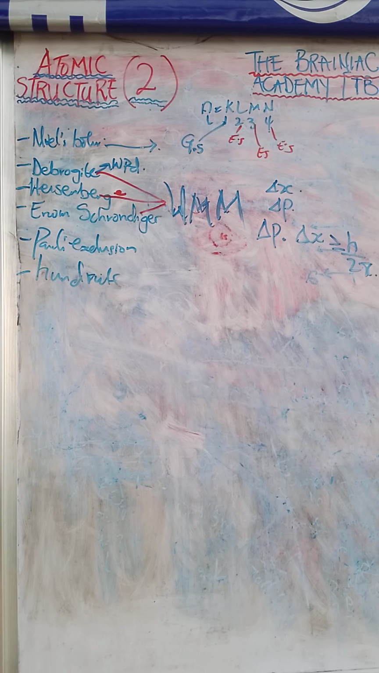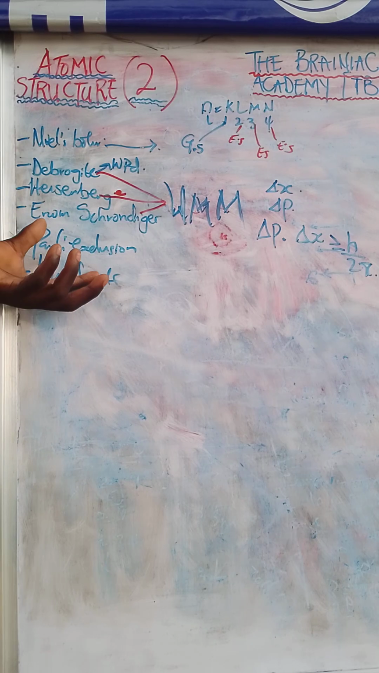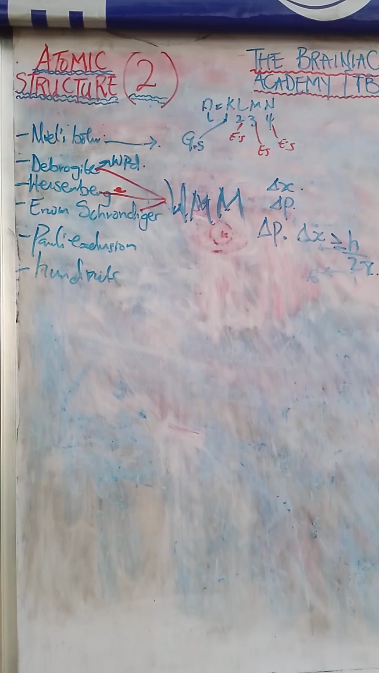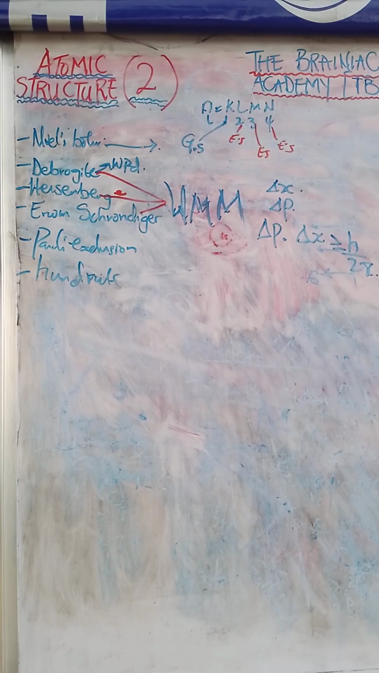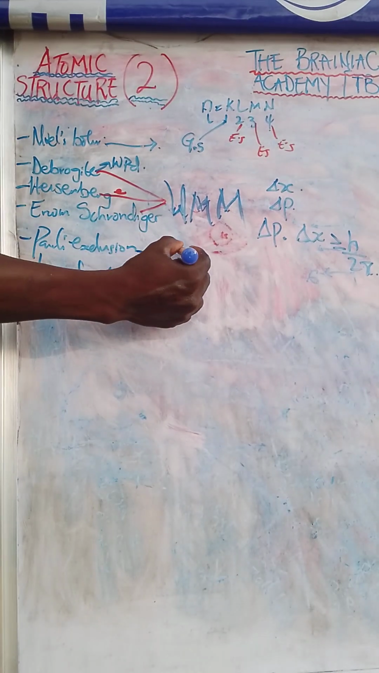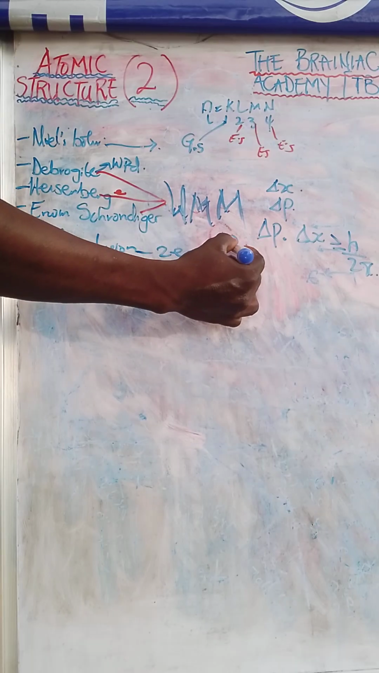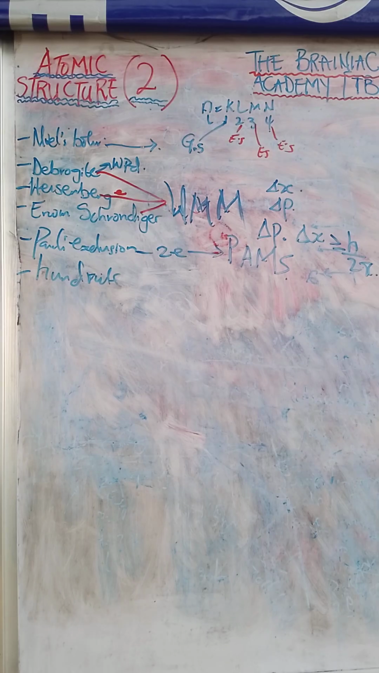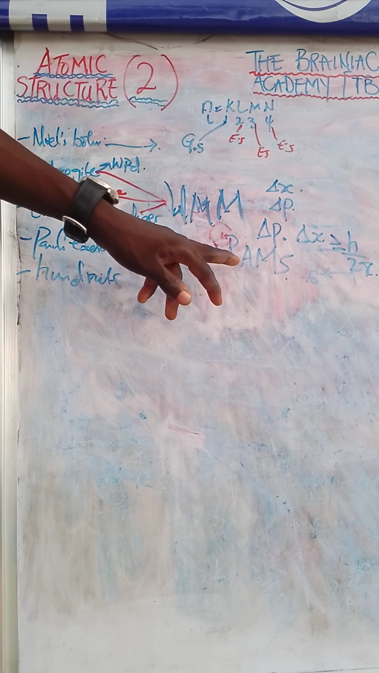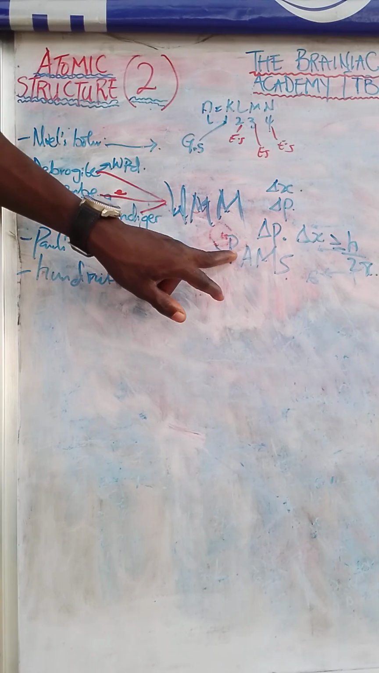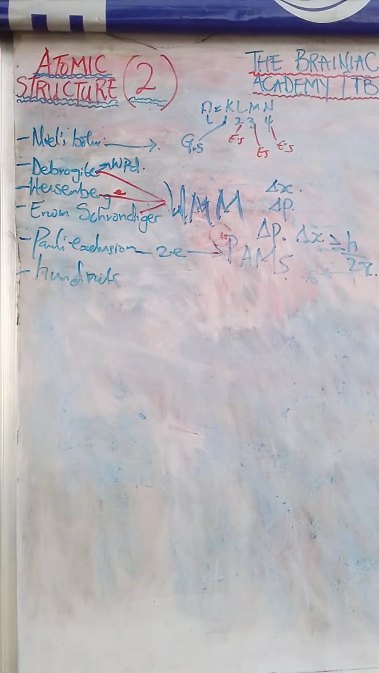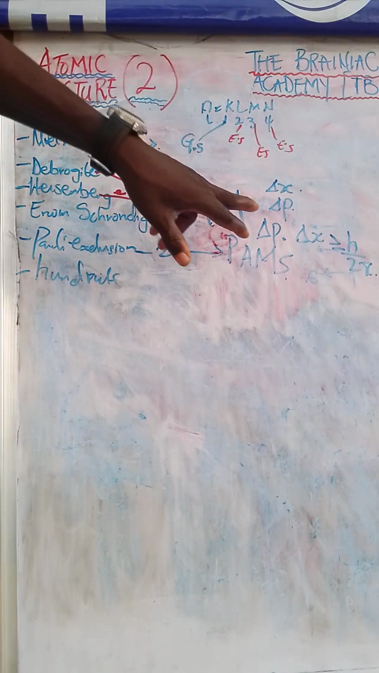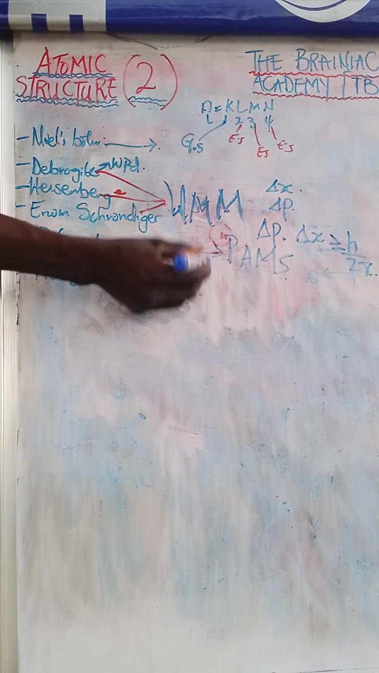Then from there we have our Pauli exclusion principle, which states that no two electrons can have the same four quantum numbers. And how do I know my four quantum numbers? I made a video already on quantum numbers. Go and watch where I said it's PAMS: principal, azimuthal, magnetic, and spin. Can you see that mnemonics are powerful? I even remembered. So no two electrons can have the same four quantum numbers.